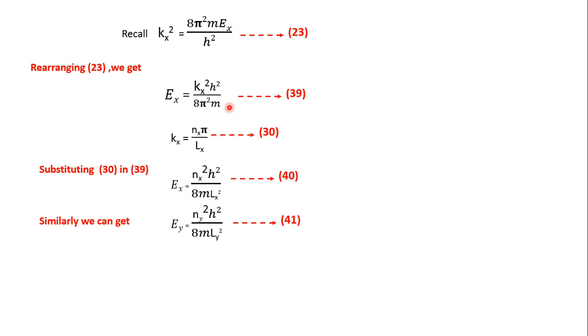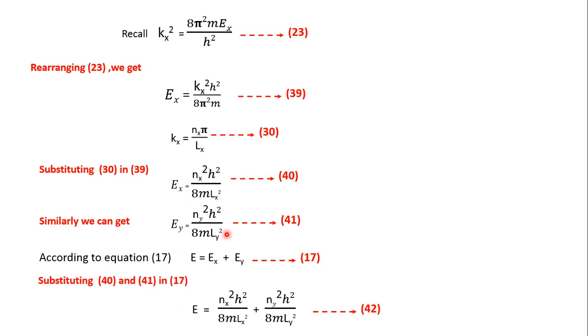Similarly, Ey is equal to ny square h square by 8m Ly square. The value of energy capital E will be equal to Ex plus Ey. This is the eigenvalue, that is equation 40 plus 41. If we do this, we get E is equal to nx square h square by 8m L square plus ny square h square by 8m L square.